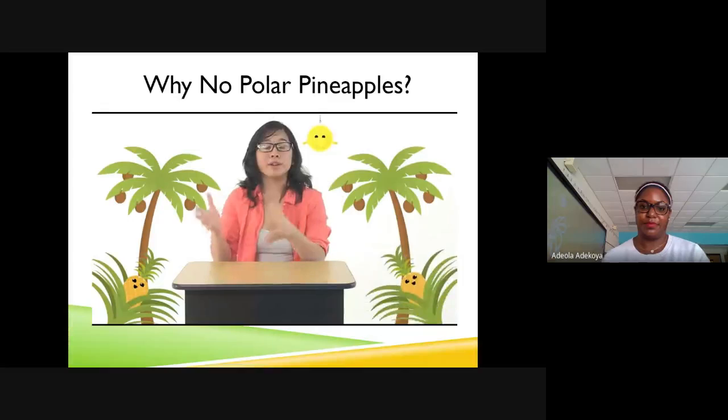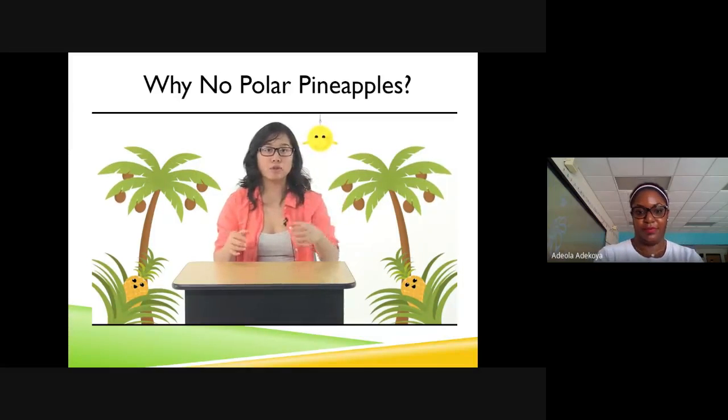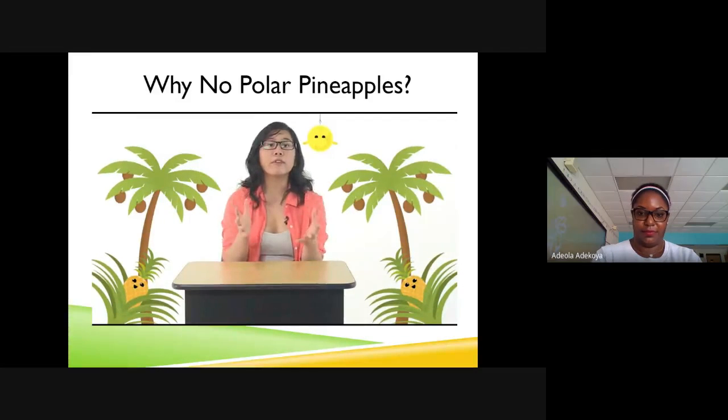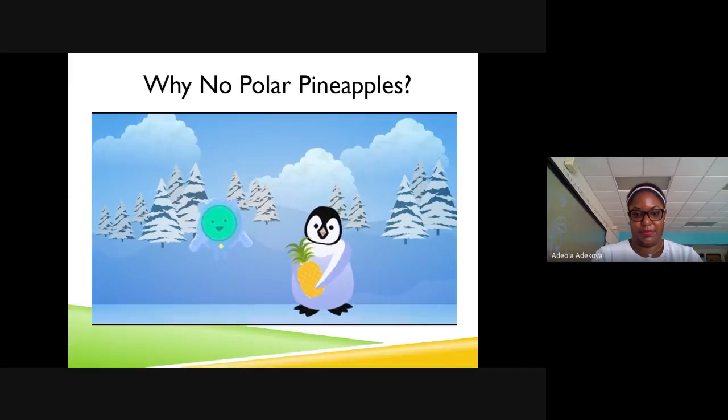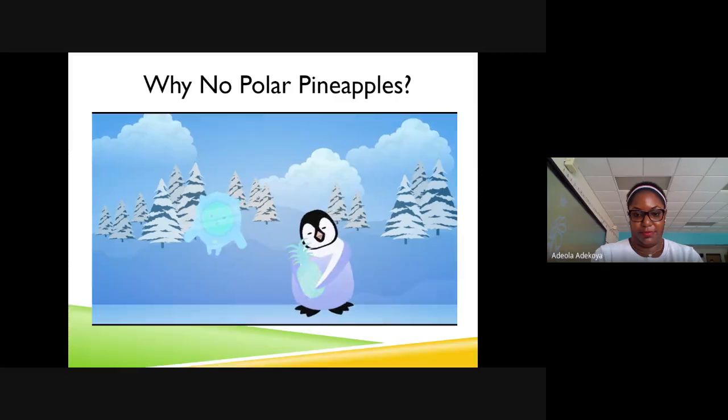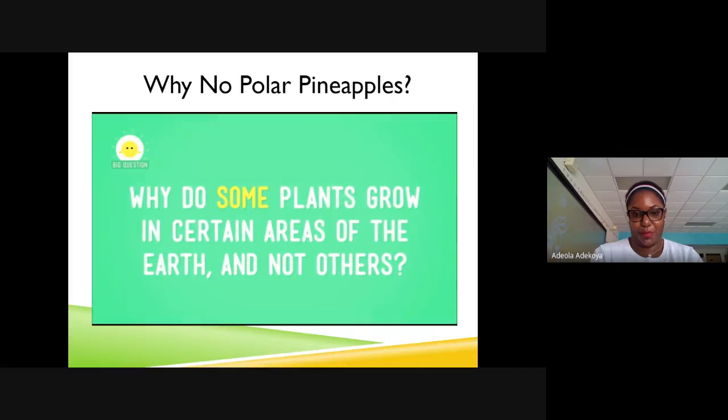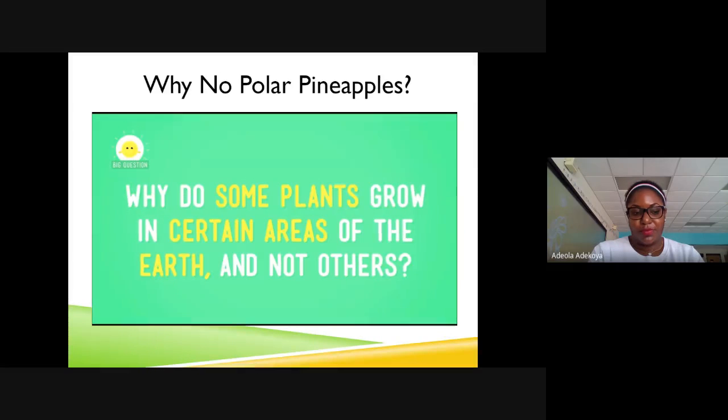I'm sure you already realize that certain plants, like pineapples, only grow in certain places, specifically places that are tropical, warm, sunny, and a really nice place to take a vacation. But you don't naturally find pineapples in the same places as you do penguins. But why is that? Why do some plants grow in certain areas of the earth and not others?